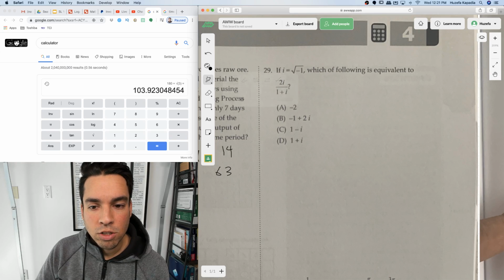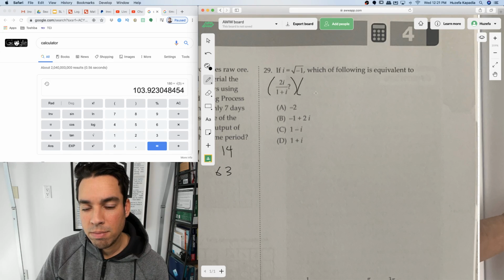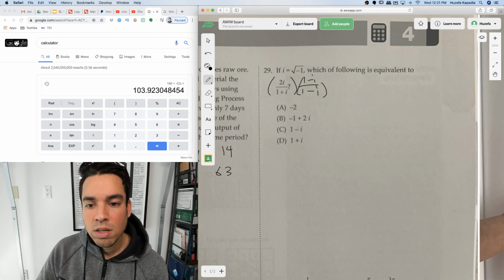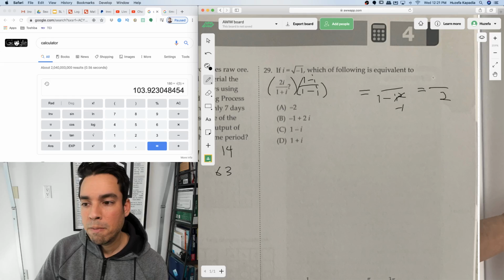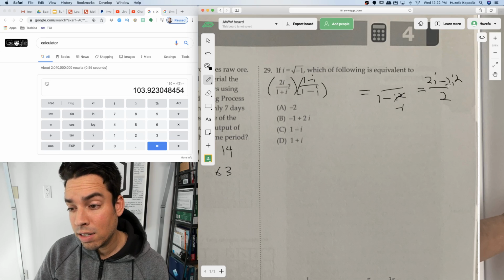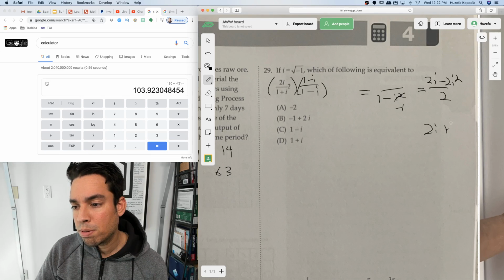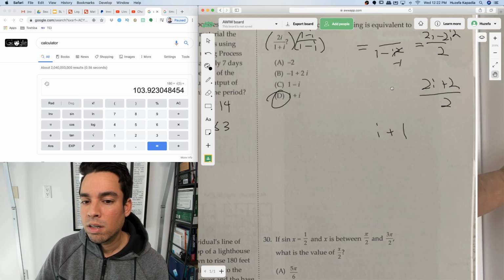Which of the following is equivalent? All right, straight away, all they're doing is getting rid of the imaginary in the denominator, so I'm multiplying over 1 minus i, which is the conjugate. Just flip the signs. So the bottom foils and becomes 1, negative i, positive i cancel out, minus i squared. Negative i squared is negative 1, so 1 minus negative 1 is 2. And then on the top I get 2i minus 2i squared. Again, i squared is negative 1, so that's negative 2. Minus negative 2 is plus 2. 2i plus 2 over 2. Divide everything by 2: i plus 1.